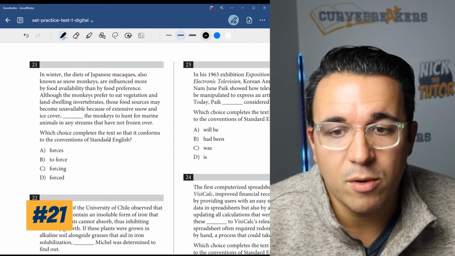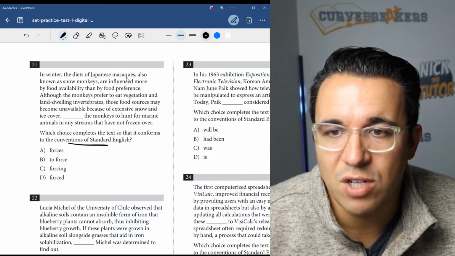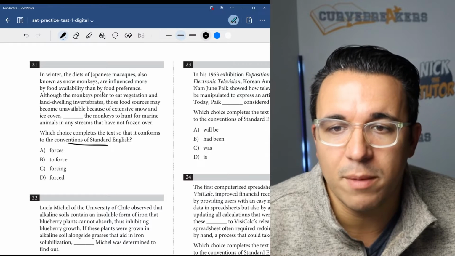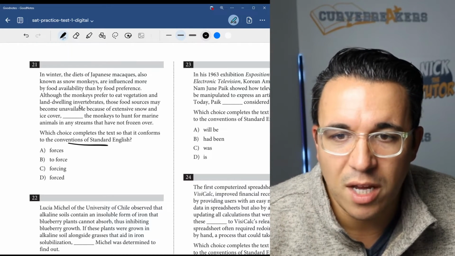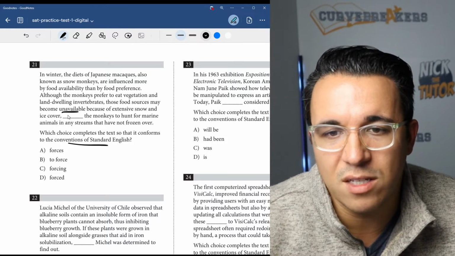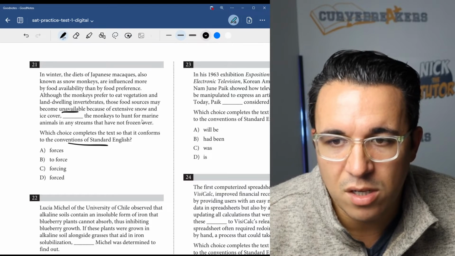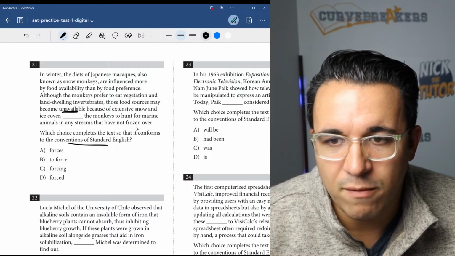All right, let's get into number 21. Once again, conventions of English. In winter, the diets of Japanese macaques, also known as snow monkeys, are influenced more by food availability than by food preference. Although the monkeys prefer to eat vegetation and land-dwelling vertebrates, those food sources may become unavailable because of extensive snow and ice cover. So this is a complete sentence here. Blank the monkeys to hunt for marine animals in any streams that have not frozen over, right?